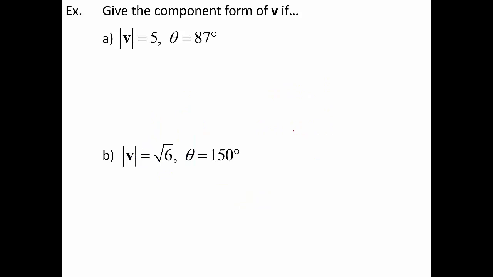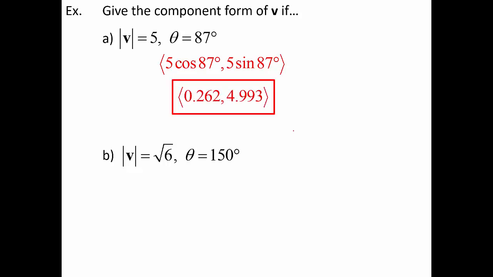So let's put that back to work for these two problems. Magnitude 5, angle 87. So then the component form initially would be 5 cosine of 87, comma, 5 sine of 87. Typing each of those into a calculator, notice these are degrees. Make sure your calculator's in degree mode. You should get 0.262 and 4.993.